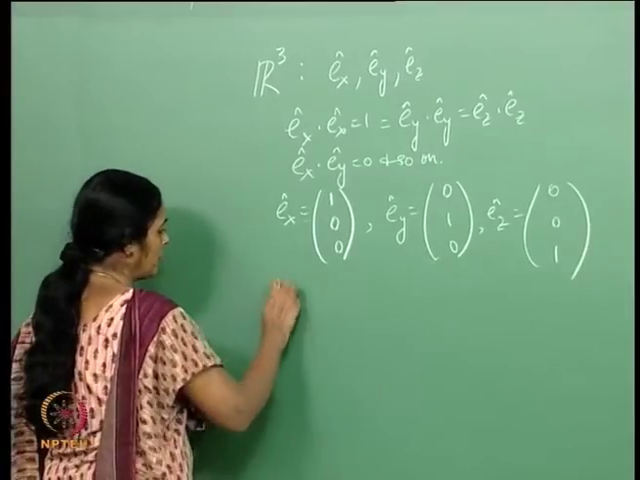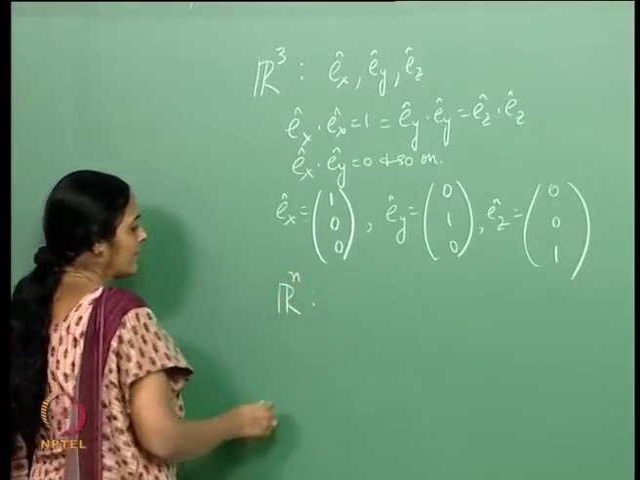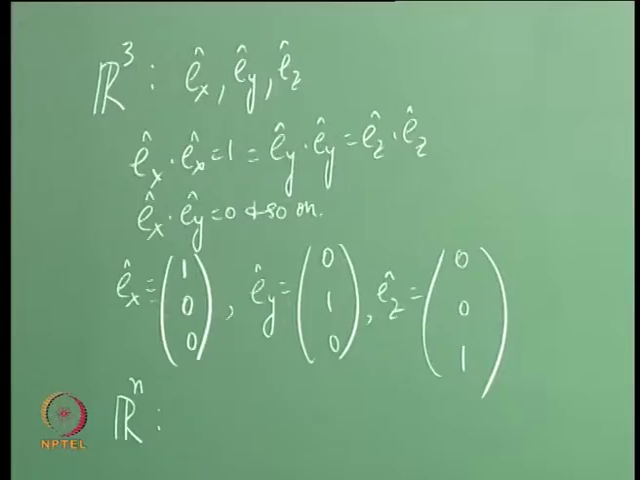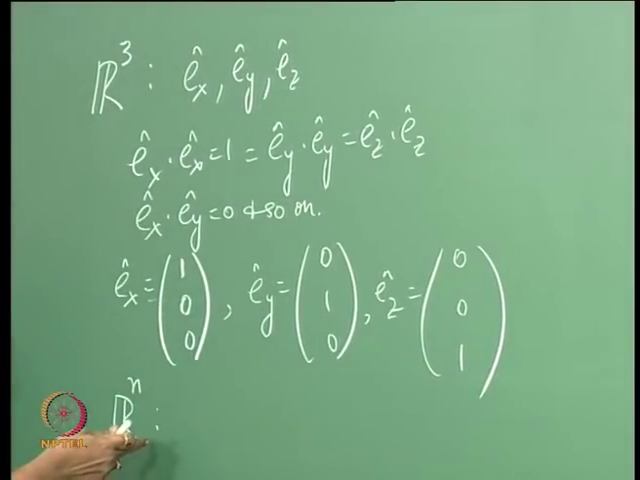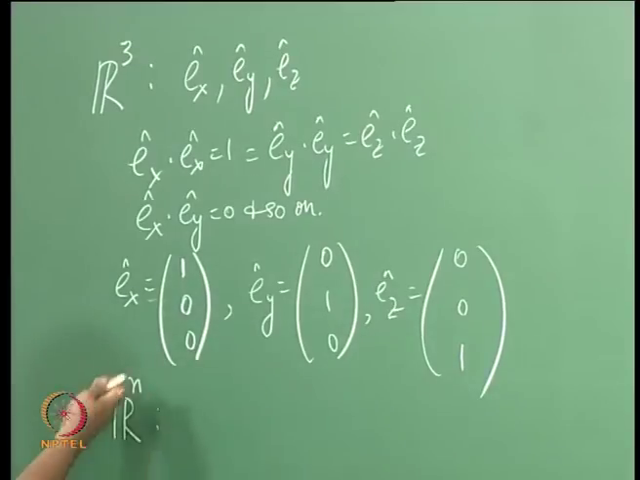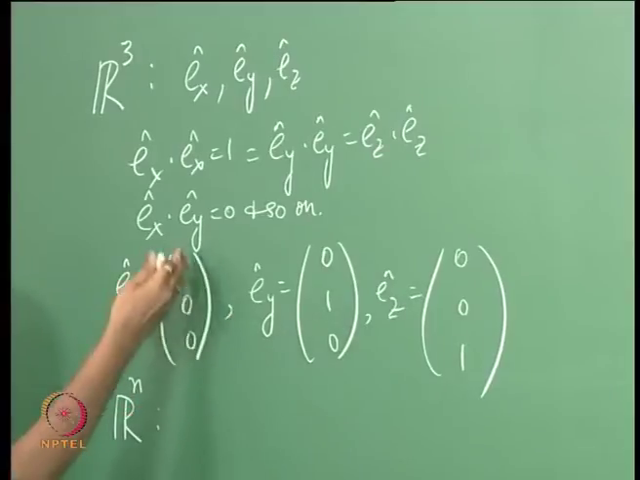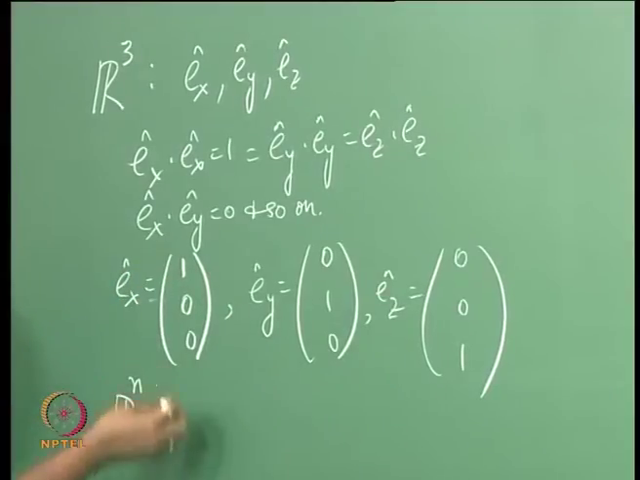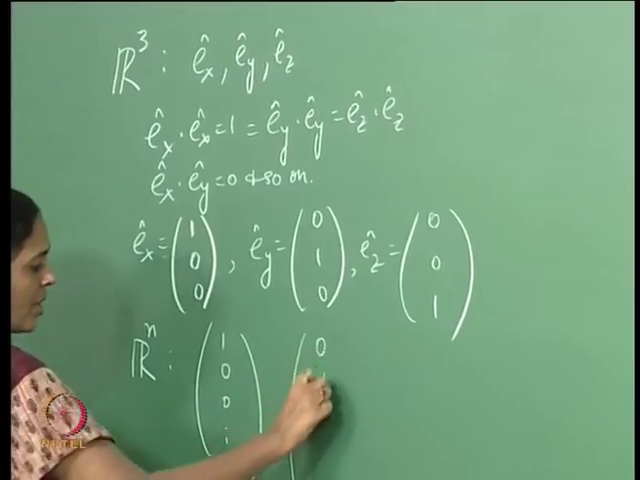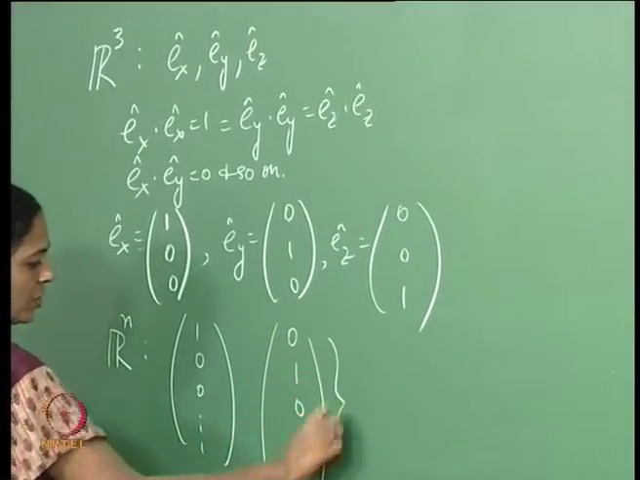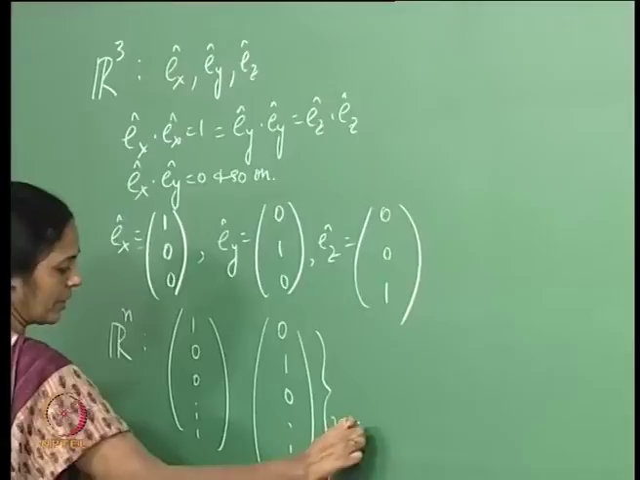I can talk of Rn where I have extended 3 to n. So, in Rn once more I can define n such vectors, each one being n componented with 1 as one of the entries. So, it would be 1 0 0, 0 1 0, and this whole thing has n components.